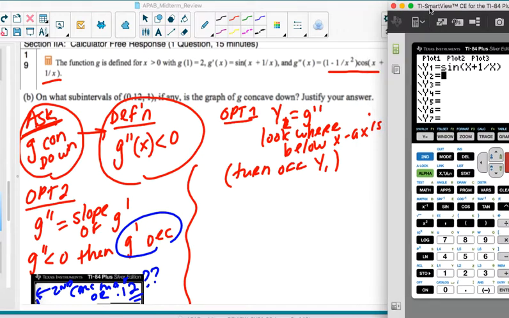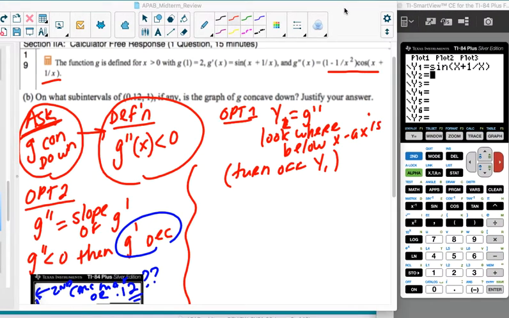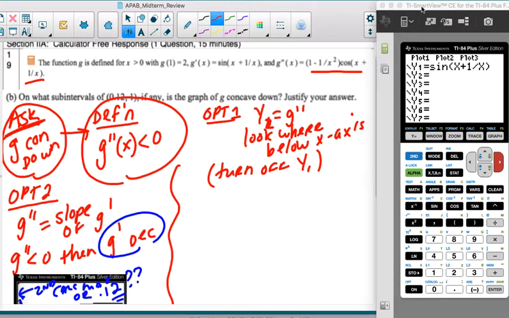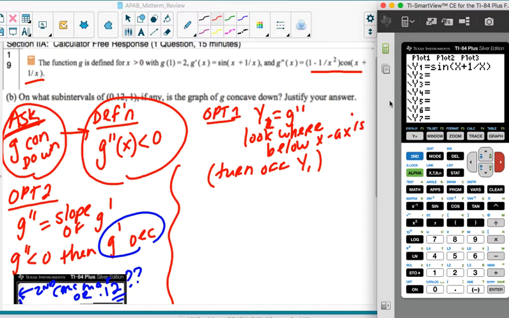But again, the caveat to doing that, the thing to watch out for if you put in your g double prime, is that this is a really ugly function and it's easy to make a mistake. So just keep that on your radar, that this is not the easiest thing on the planet to enter in your calculator, right? So there's the first thing. Then I have a cosine of x plus 1 over x, right? And that's that.